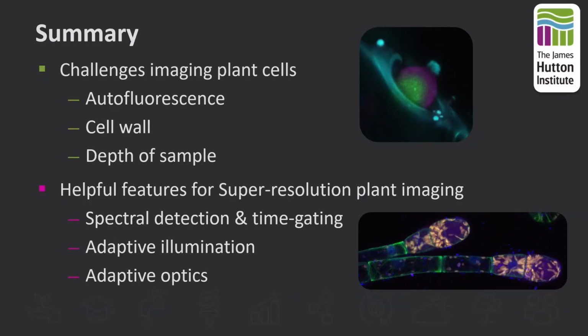In summary, I hope I have been able to show you some of the challenges faced whilst imaging pathogens in plant systems, caused by autofluorescence, the presence of the cell wall, and the depth of tissue we need to study. To move to super resolution imaging of these systems, we predict that the features of spectral detection and time gating will help deal with the fluorescence from chlorophyll. Adaptive illumination will help minimize the laser power required, and adaptive optics will help us penetrate deeper into the plant tissues.